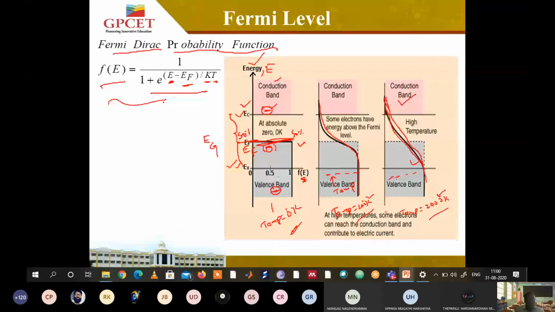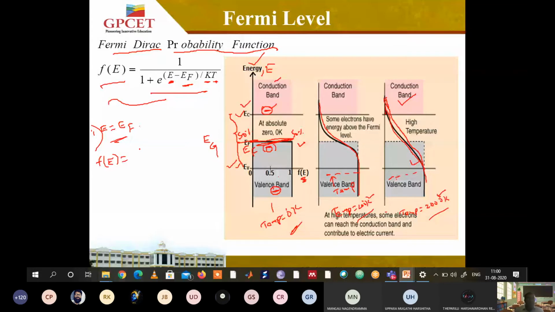Suppose I tell you E is equal to EF. This is the first case. E equal to EF means the energy possessed by the electron is equal to the Fermi energy level. So what is the probability of finding an electron in that energy state? f of E is equal to, student, can you tell me the answer? Anyone? At E equal to EF. One by two, sir. One by two.